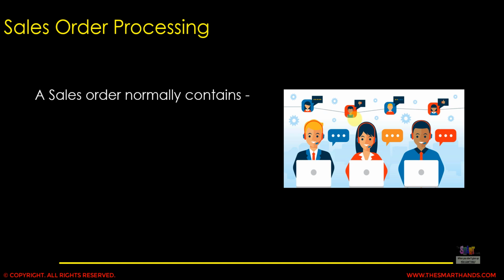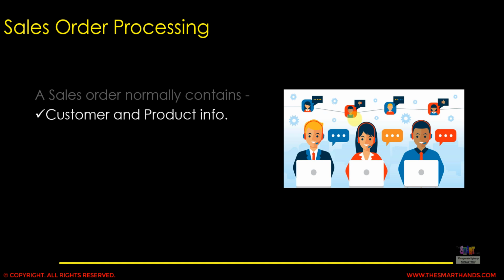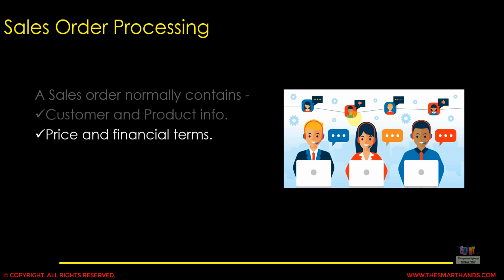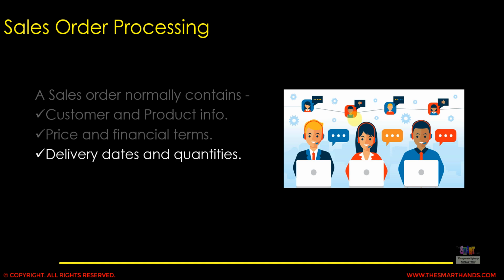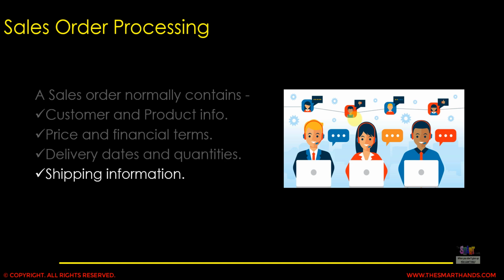Within a sales order, it normally contains information like customer and product. So the customer details, customer address, their Incoterms, payment terms, etc., and the material information, quantity, etc., and also the price of the product and the financial terms, delivery dates, what quantities we're going to deliver, and shipping information, how we're going to ship, also the shipping time, etc., and billing information as well. All this information is there in the sales order.